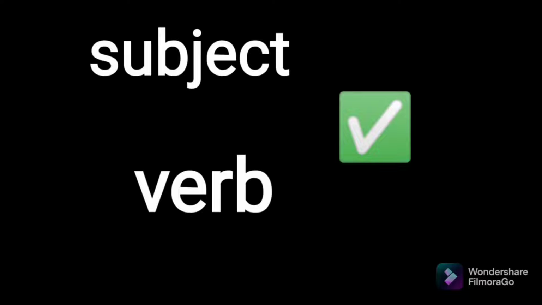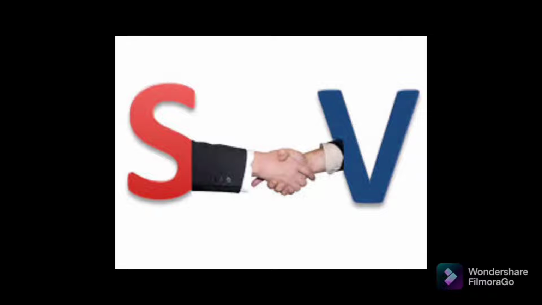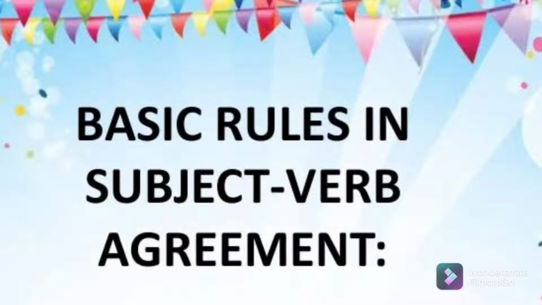In the previous video, we learned how to identify a subject and a verb, and that in order to make a sentence right, the subject should be in agreement with the verb, or the sentence becomes wrong. In this video, we are going to see how to make the subject in agreement with the verb, that is, how to make the subject and verb match so that a sentence becomes right. So let's get into it.